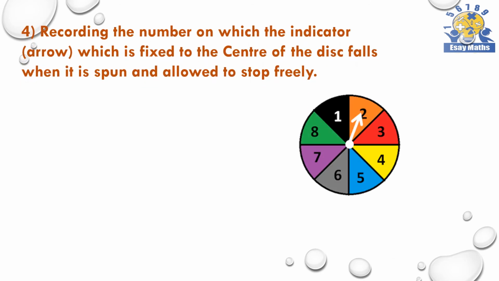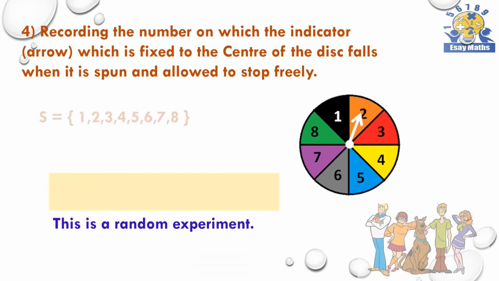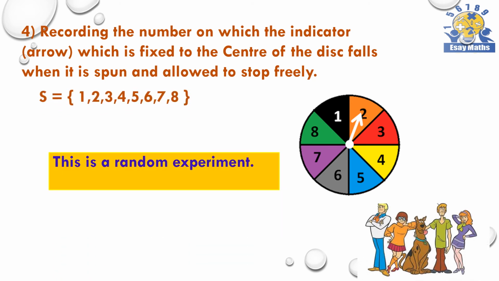Recording the number on which the indicator, which is fixed to the center of the disc, falls when it is spun and allowed to stop freely. What are the possible outcomes? 1, 2, 3, 4, 5, 6, 7 and 8. But we can't state the certain outcome, and we can repeat this experiment and we can't identify a pattern in outcome. So this is a random experiment.